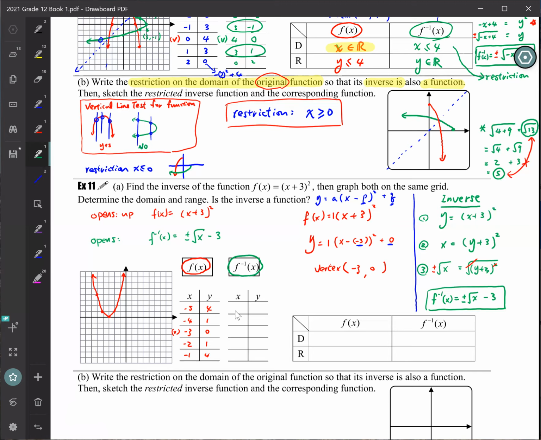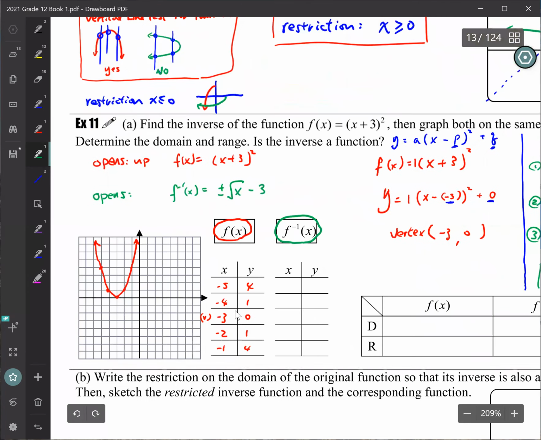All right, so let's check the table, all right? Angela, can you give us the table from top to bottom? For x, it's just 4, 1, 0, 1, 4. Okay, yeah, and then y, -5, -4, -3, -2, -1. Yeah, very good. Okay, very straightforward, right? You just flip the original one. And then for the inverse, which way will it open?